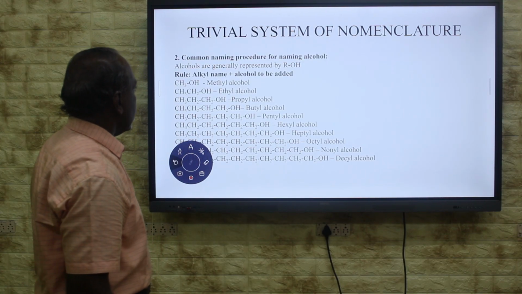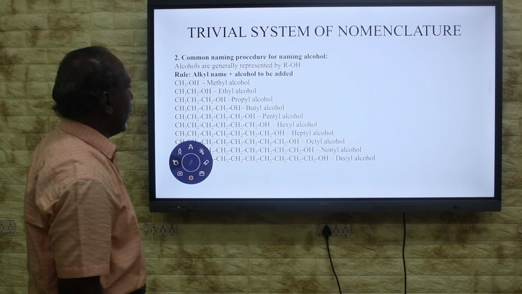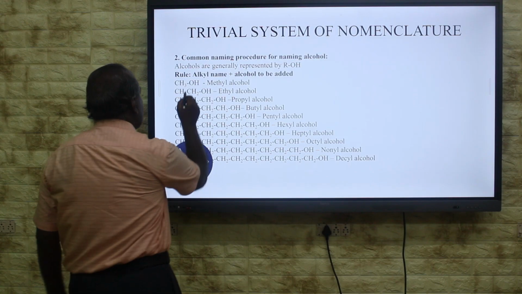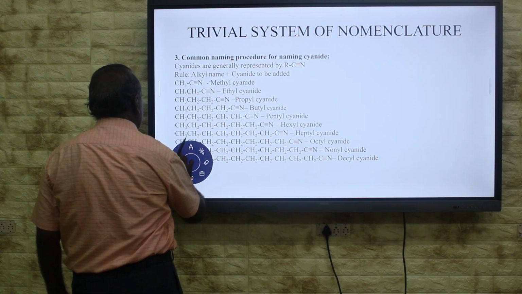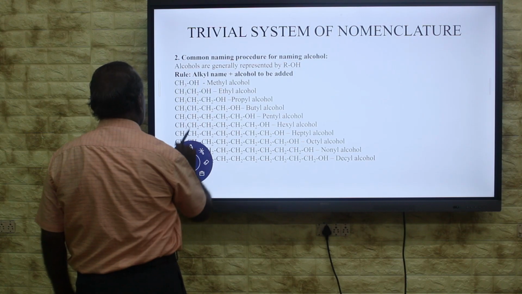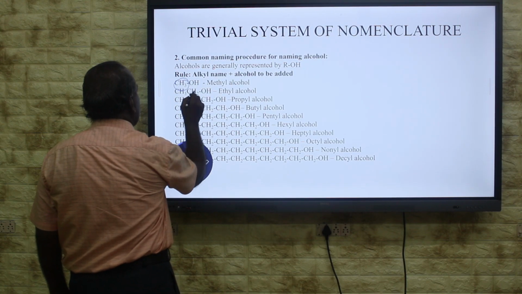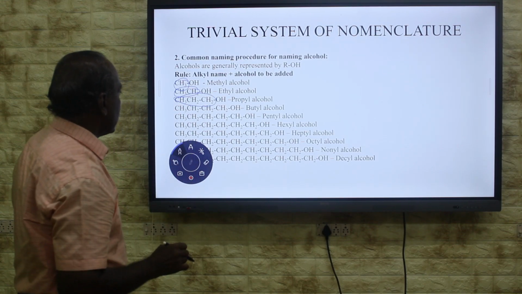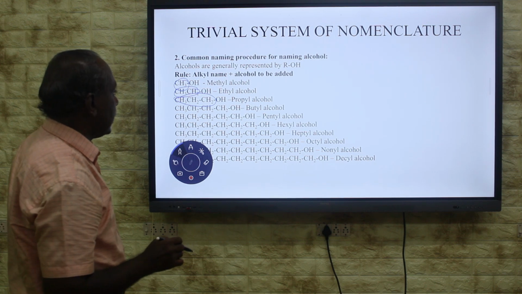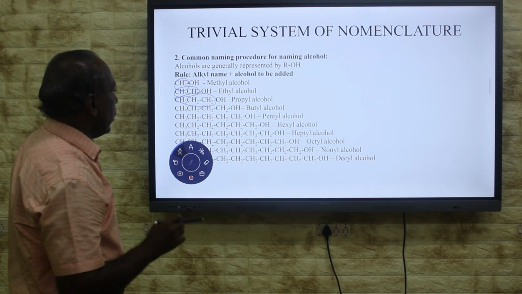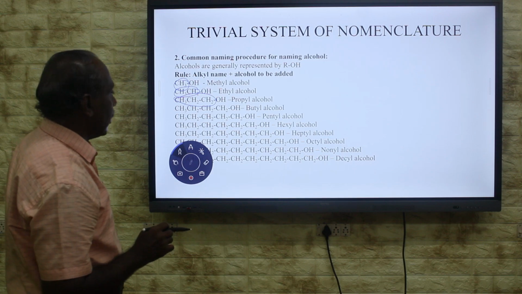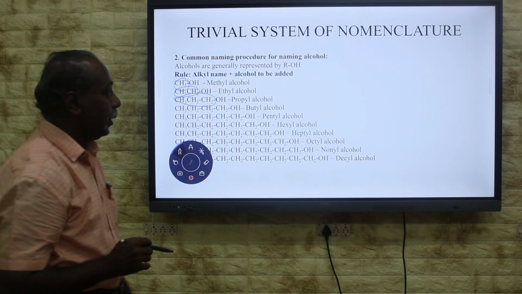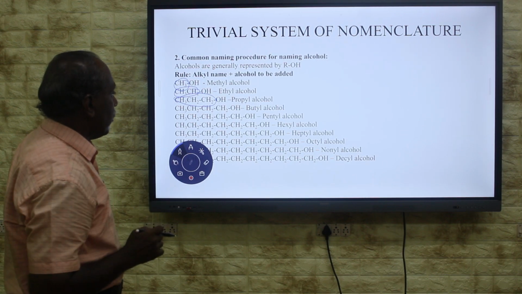Next one is alcohol. In the alcohol, the same procedure will be adopted: alkyl name plus alcohol. Here these are alkyl names: methyl, ethyl. Along with this alkyl group, you put the functional group OH. Substitute OH in alkane by replacing one hydrogen, and you get alcohols: methyl alcohol, ethyl alcohol, propyl alcohol, butyl alcohol. In this way, we can write the common name for the compound.